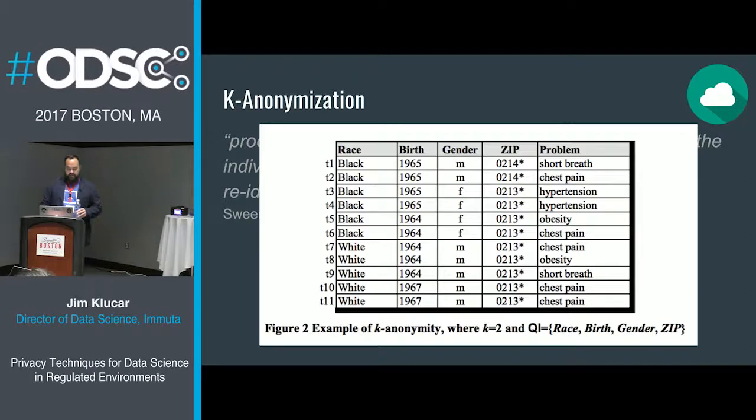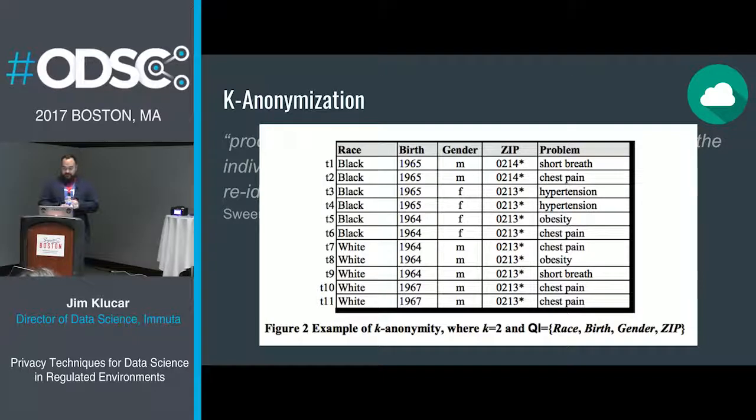This is an example of a k-anonymized table from the initial k-anonymization paper. And you'll see here you have 4 columns that are demographics and a sensitive column, this problem column. So what you're trying to do is hide the fact that individuals have certain problems. If you look at T7 and T8, they have the same demographics, but different problems. So no matter how you search based on demographic, you're always going to get 2 results back. So you'll never know who that is.